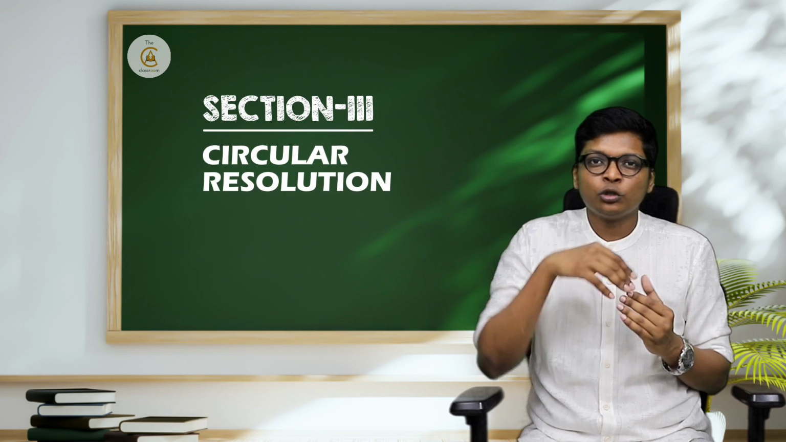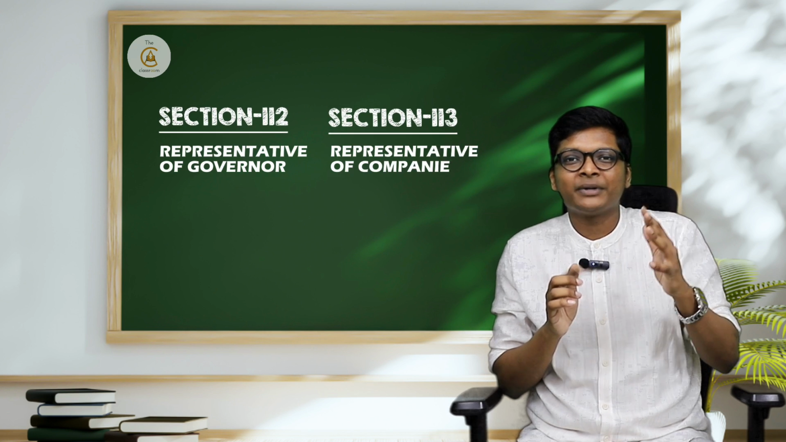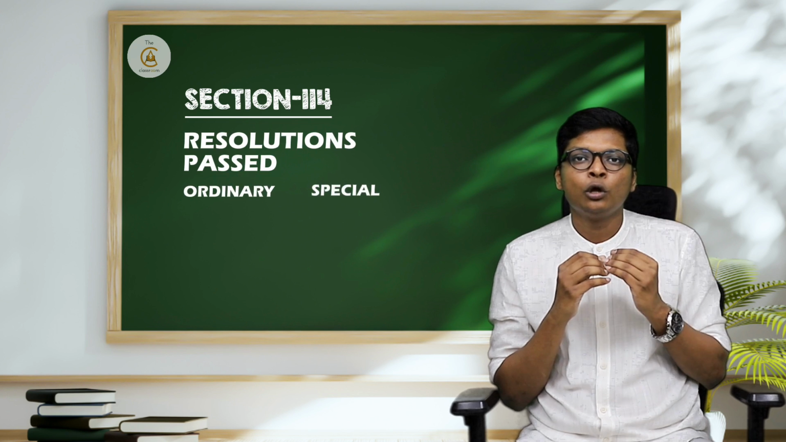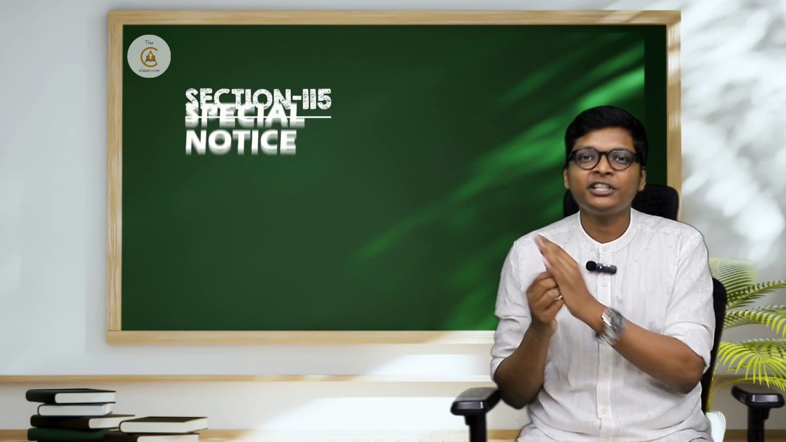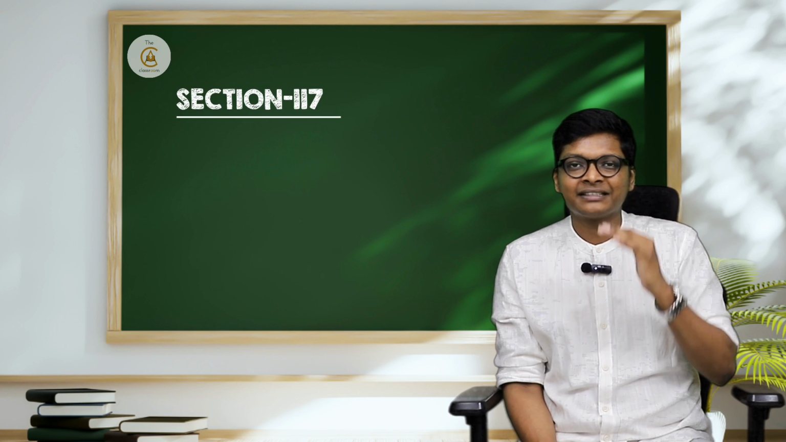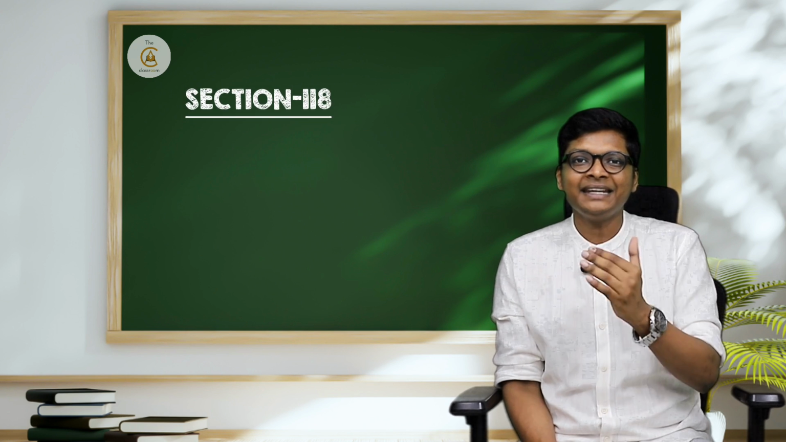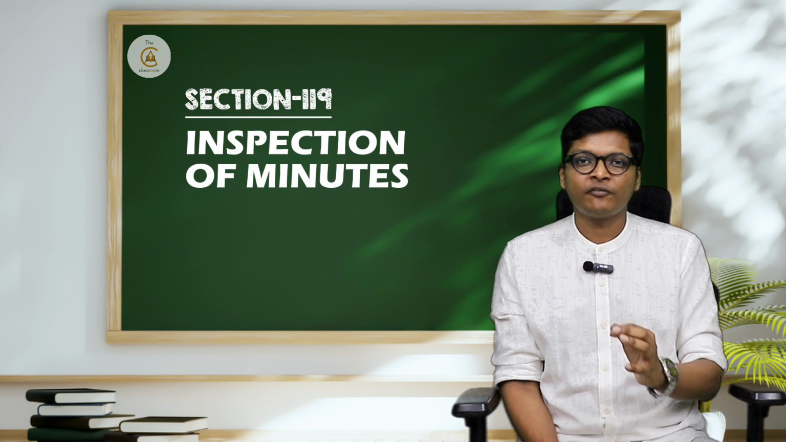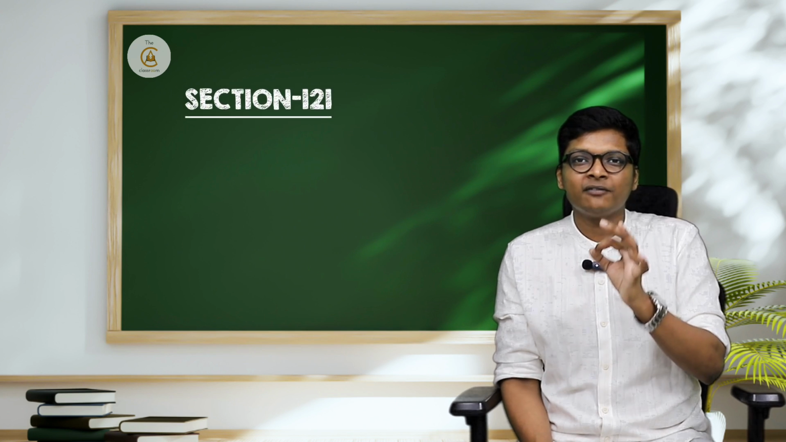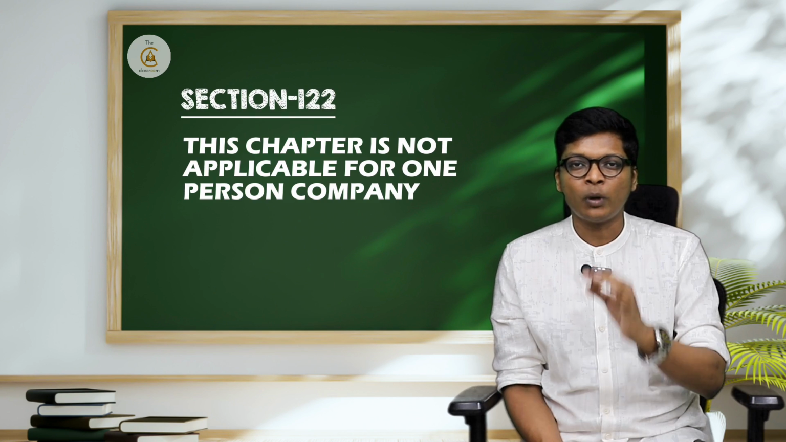111 is circular resolution. 112 and 113 is representative of governor and representative of companies. 114 is basically resolutions passed, ordinary and special. 115 of the Companies Act is special notice. 116 is resolutions passed at adjourned meeting, and 117 is resolutions passed filed to ROC within 30 days, filing with ROC. 118 is minutes. 119 is inspection of minutes, and 120 is documents to be kept in electronic mode. 121 report of AGM, and 122 is this chapter is not applicable for a one-person company.